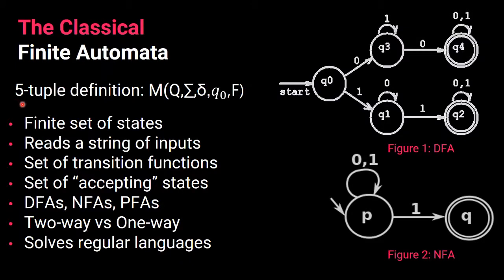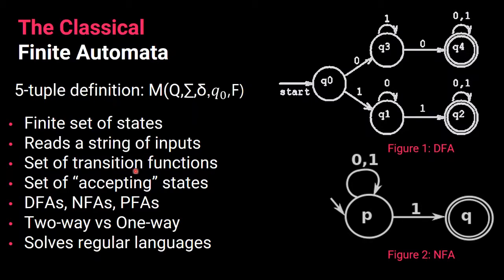Classical finite automata could be characterized with a five-tuple definition. In this definition, Q will represent a finite set of states, sigma represents the input alphabet, delta will represent the transition functions that will change the state depending on the input, Q naught will represent the initial state, and F will represent the set of all accepting states. Later on, we're going to see that QFAs could be defined exactly the same way with this five-tuple definition.